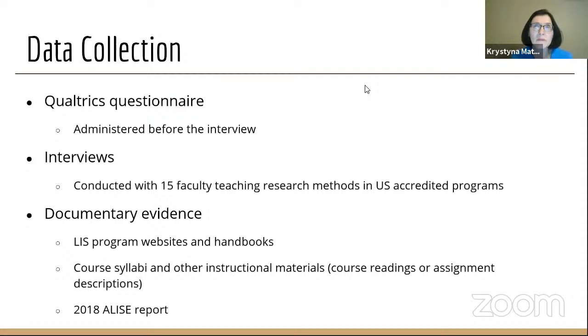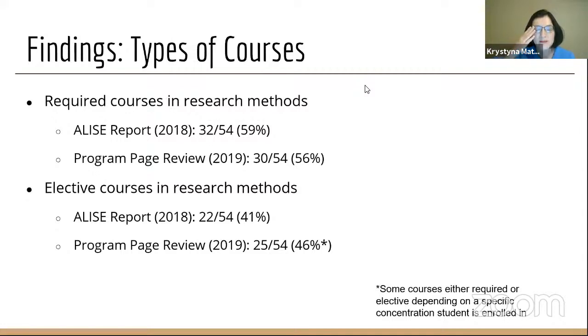ALISE is a professional organization of LIS educators, and it stands for Association for Library and Information Science Education. That professional organization publishes a statistical report with data about the programs, so the required and elective courses. We also looked at the data in that report and compared it to the data that we found on the program's website.